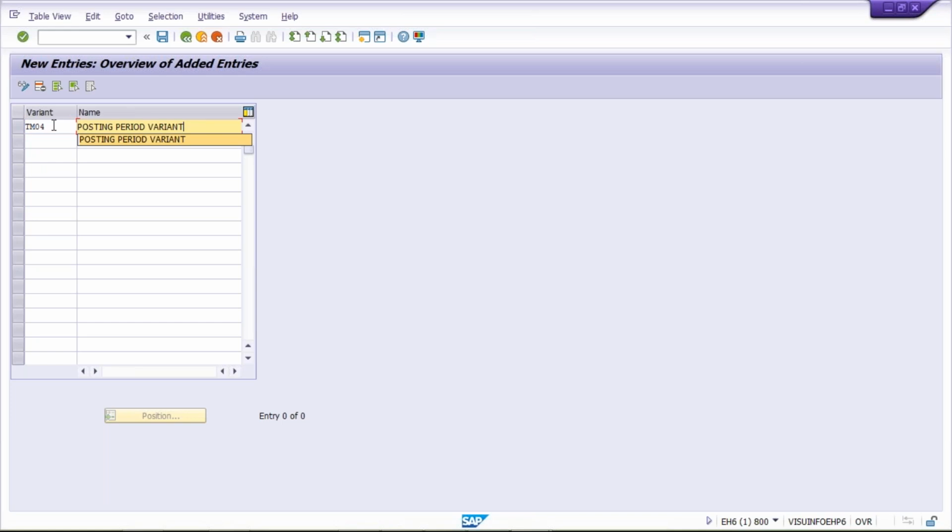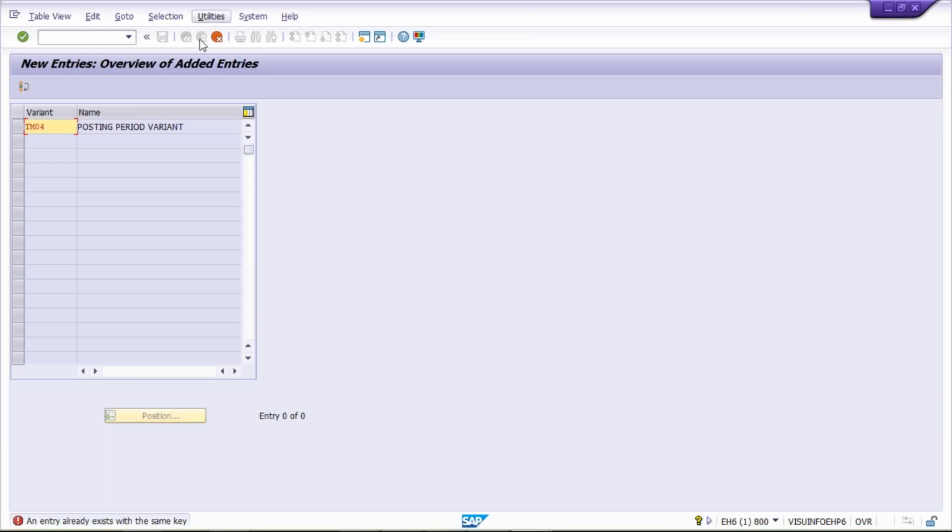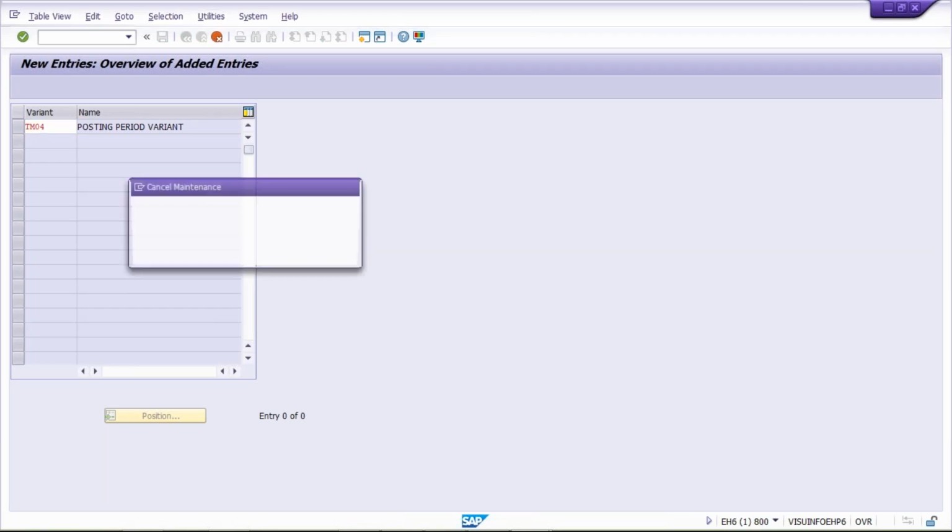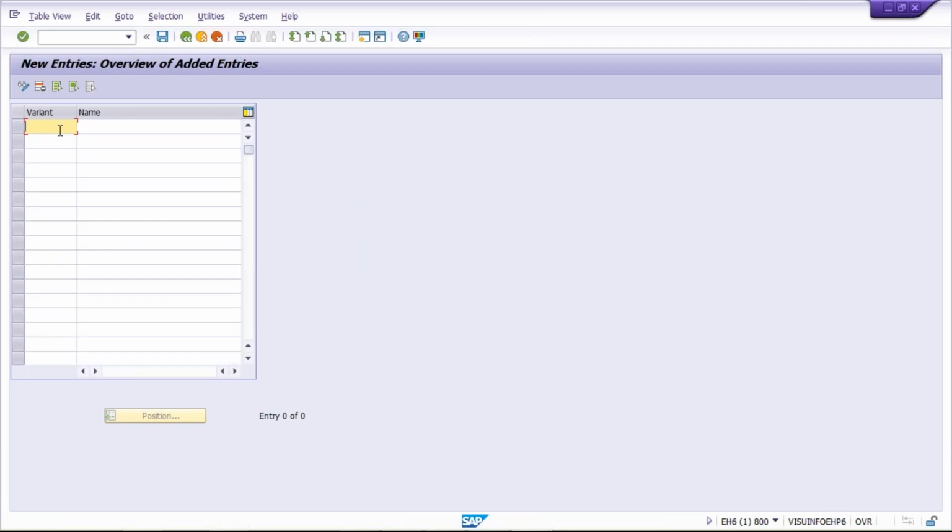Okay, what is the benefit? Somebody has already created this. No, we have defined TM05, right? TM05, we have defined as our company code. So we'll do one thing. TM05 is supposed to be our posting period variant. Okay, and then press enter. Look, your system has accepted.